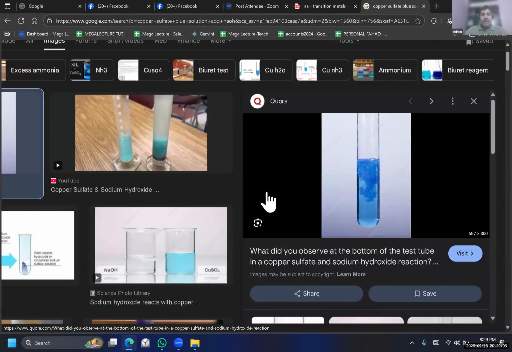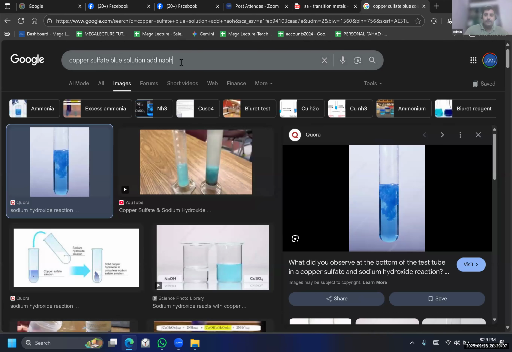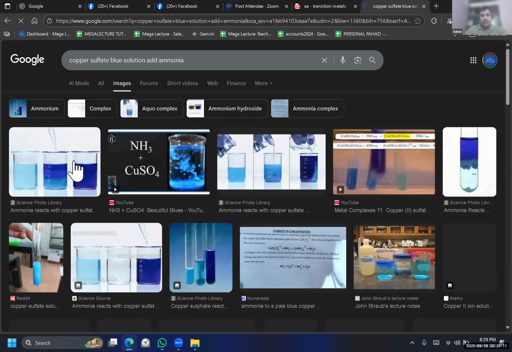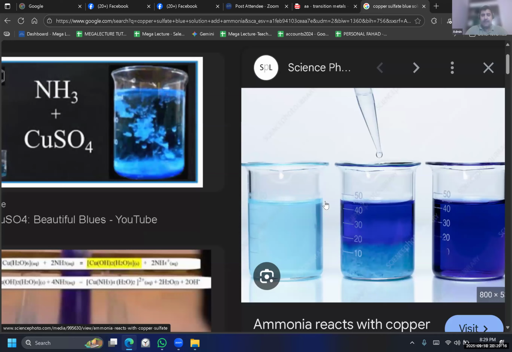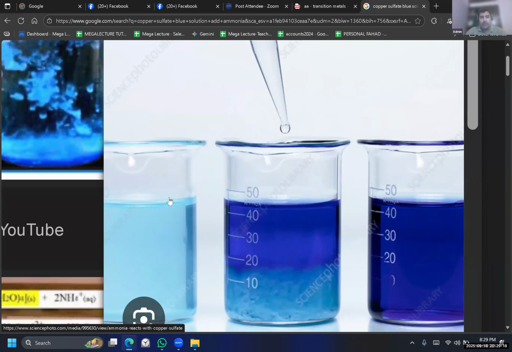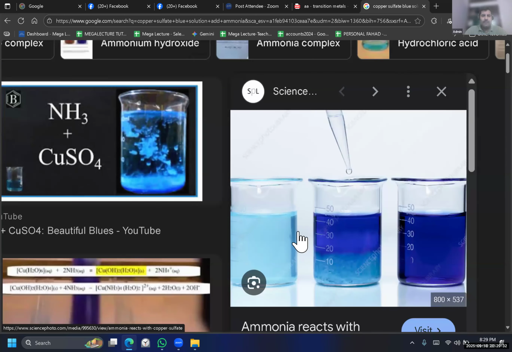And the same thing, if I add ammonia to it, what happens in that case? Remember copper was surrounded by water molecules. The moment I start adding ammonia to it, the copper ions will now be attracted to the lone pairs of ammonia and they'll start forming another complex which will have ammonia in it. And that will be a slightly darker blue color.